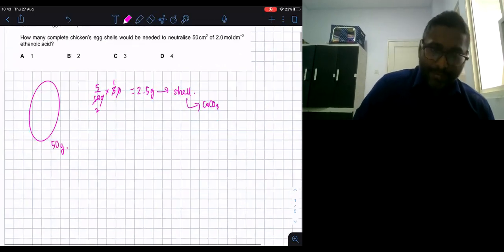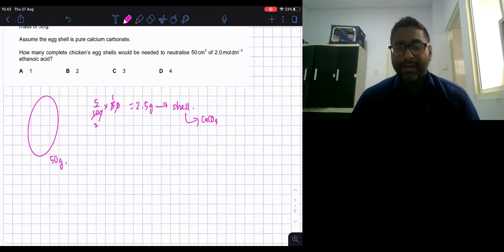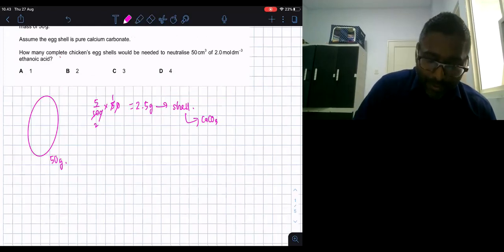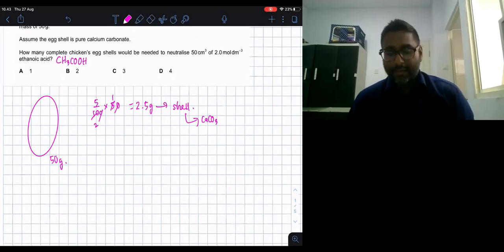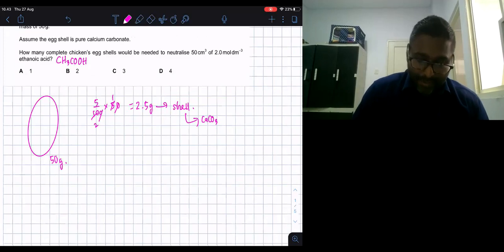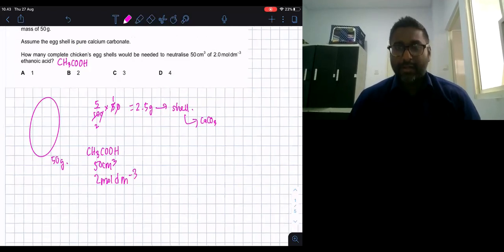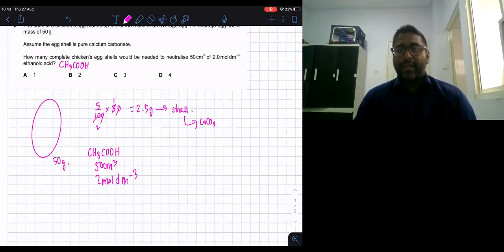Ethanoic acid. Maybe for now you do not know the formula for ethanoic acid, but later it will be very familiar to you. So I will just write down the formula CH3COOH. That is ethanoic acid. They have given 50 cm cube and 2 mole per dm cube. Using this we need to calculate, so let's calculate.